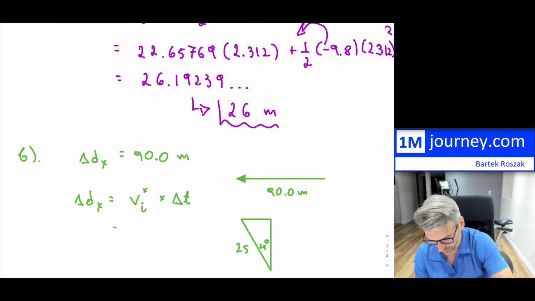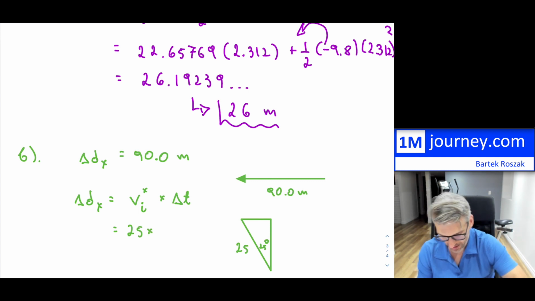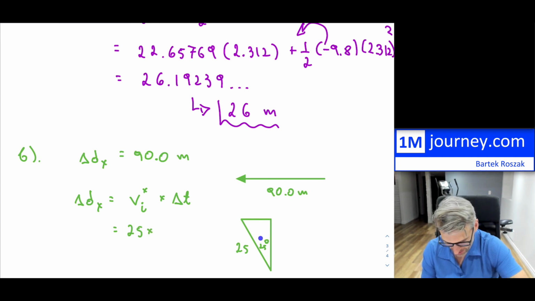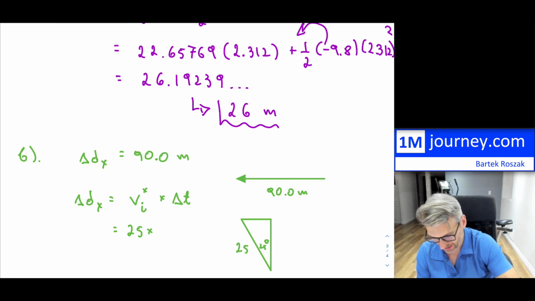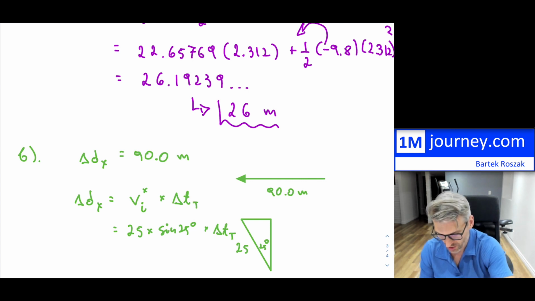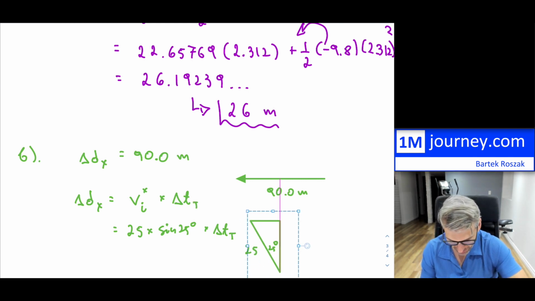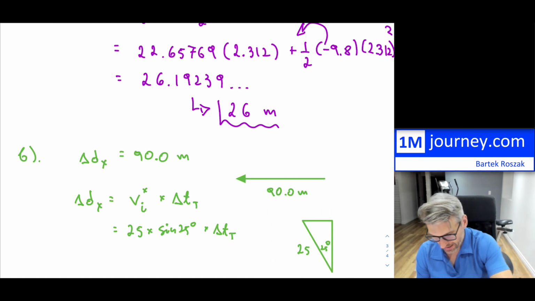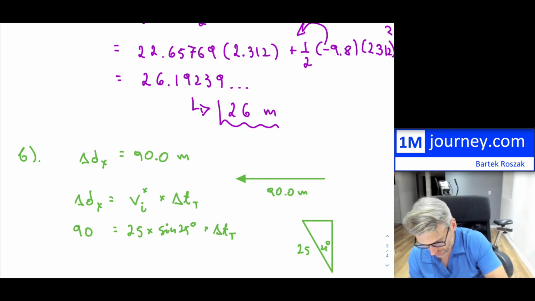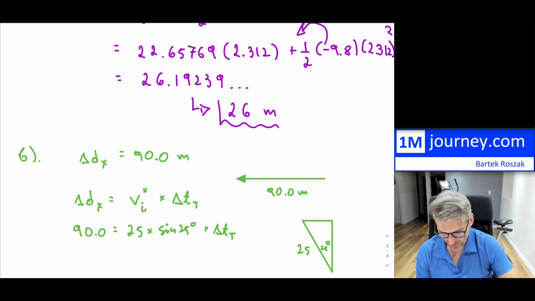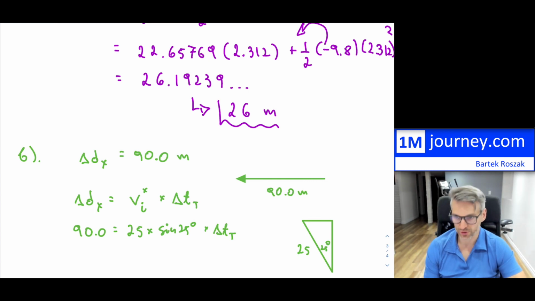Now, what is that equal to? It's 25 multiplied by. Now, please notice this angle is opposite, so that means we have to use sine. So that's going to be sine of 25 degrees, times this delta t. I'll put a little capital T here for the total duration of that ball being launched. Now, filling all of this in, so this is 90 meters, so I can certainly solve for the total time.